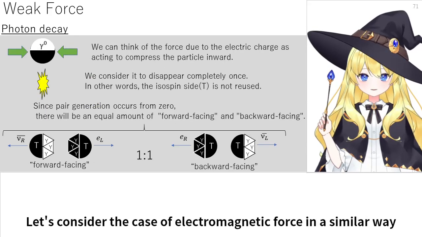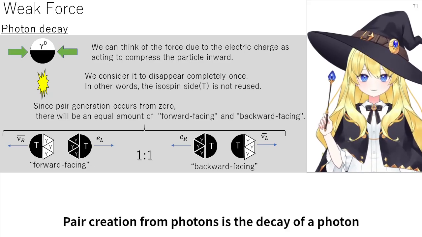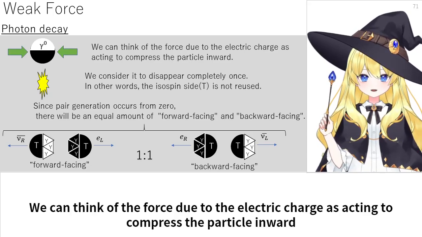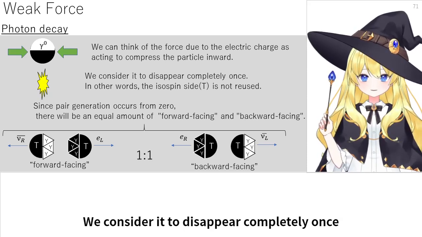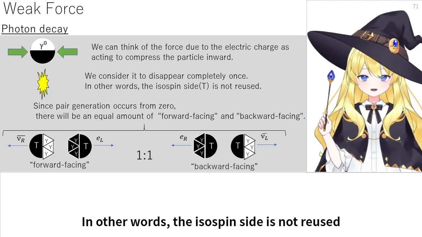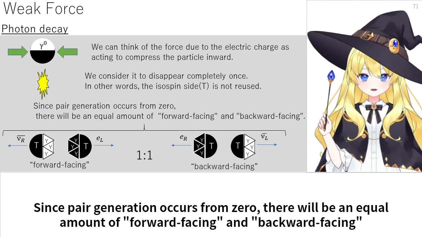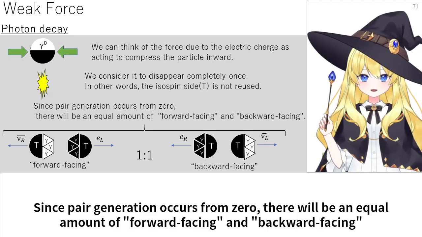Let's consider the case of electromagnetic force in a similar way. Pair creation from photons is the decay of a photon. We can think of the force due to the electric charge as acting to compress the particle inward. We consider it to disappear completely once. In other words, the isospin side is not reused. Since pair generation occurs from zero, there will be an equal amount of forward-facing and backward-facing.